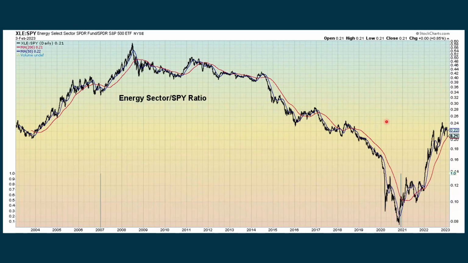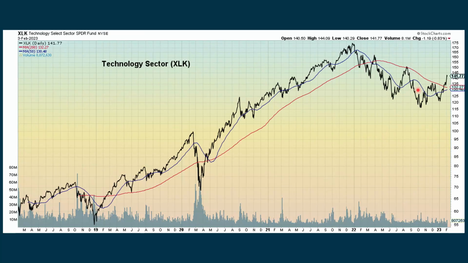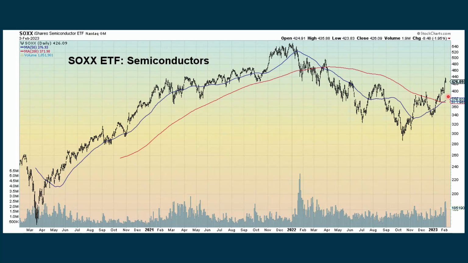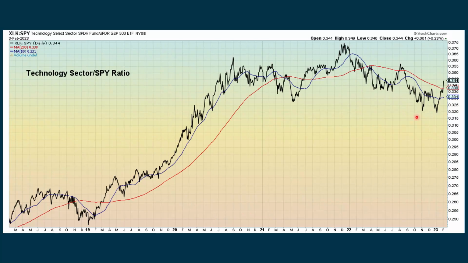The energy sector has been really outperforming the rest of the S&P. The tech sector is showing a lot of improvement, and we could be getting close to a golden cross, but we haven't seen that yet. The semiconductors did give us a golden cross and are showing more of an uptrend. This could bode well for the whole technology sector. Here's the tech sector to the S&P, where it's been in a downtrend overall, but we're seeing some strength going back to the beginning of the year.